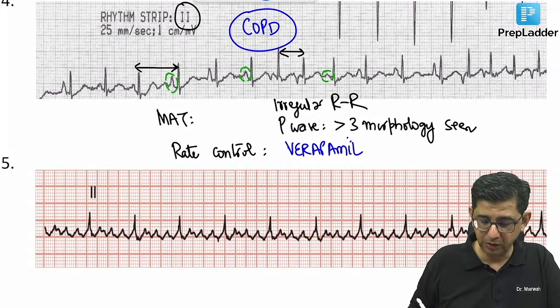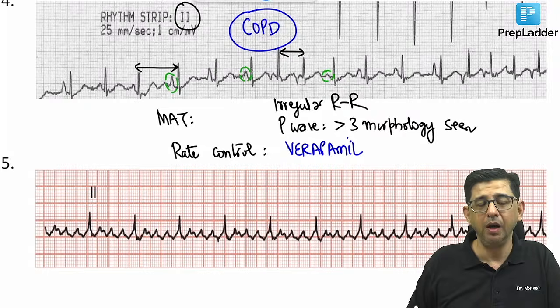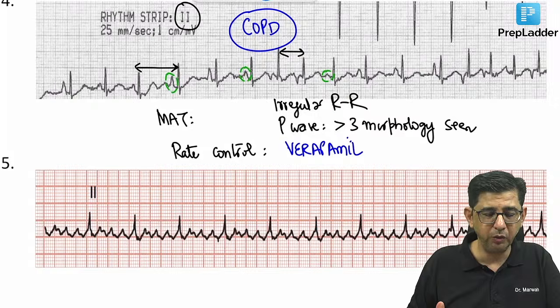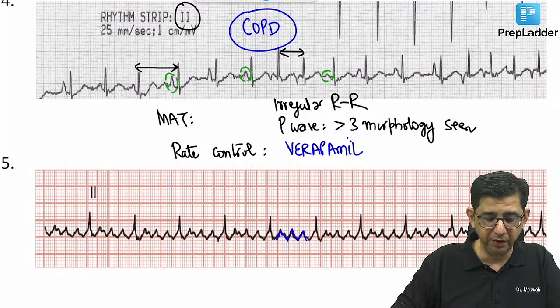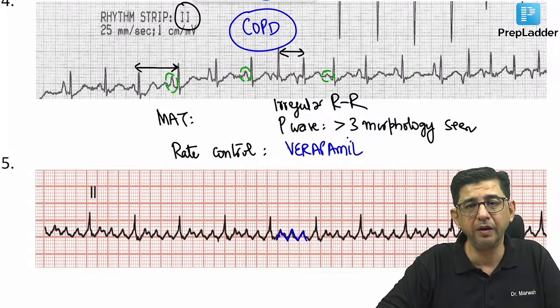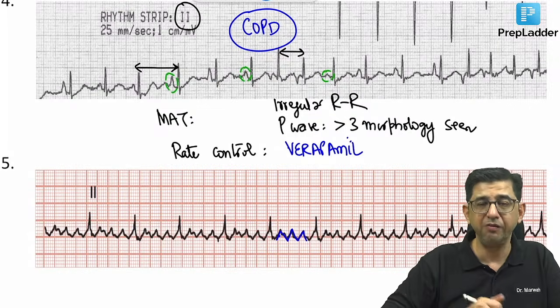And now we'll focus on the next one where you can see very characteristic, I mean absolutely perfect. You can see the presentation in this case where I'm showing before you is the flutter waves which are present, and these flutter waves are characteristic for atrial flutter. These are the sawtooth pattern that you guys have to be familiar with.